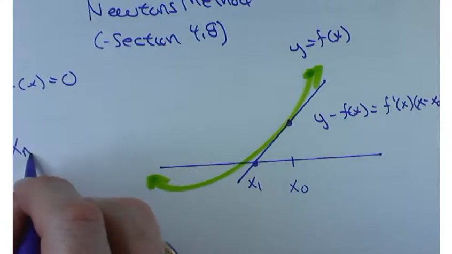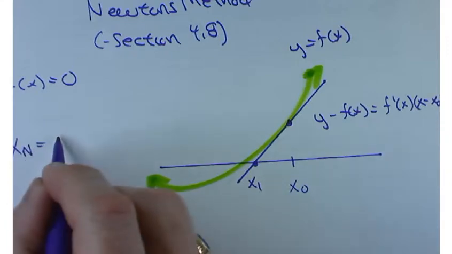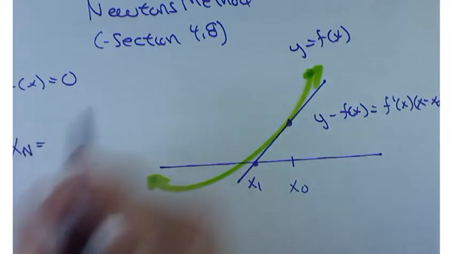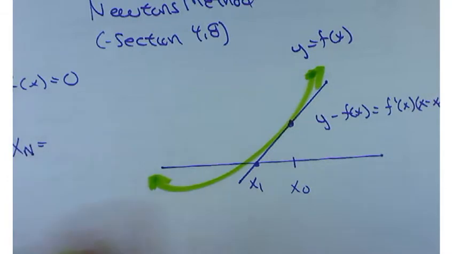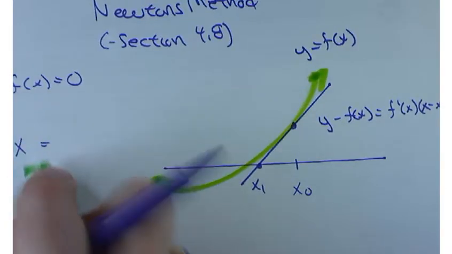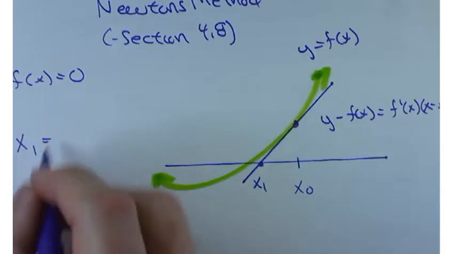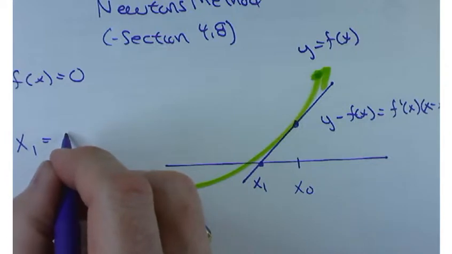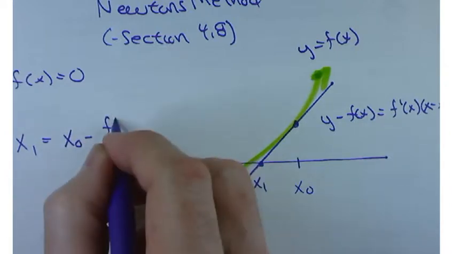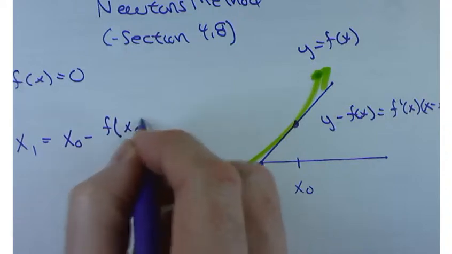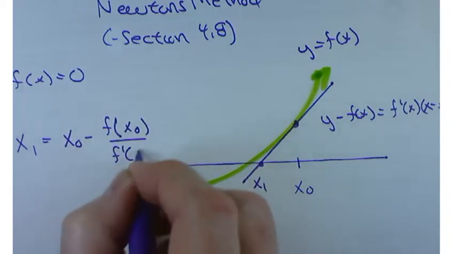I'll call it x sub 1. Keep it simple there. So x sub 1, that's our new guess, equals our old guess minus our function at the old guess divided by the derivative at the old guess.